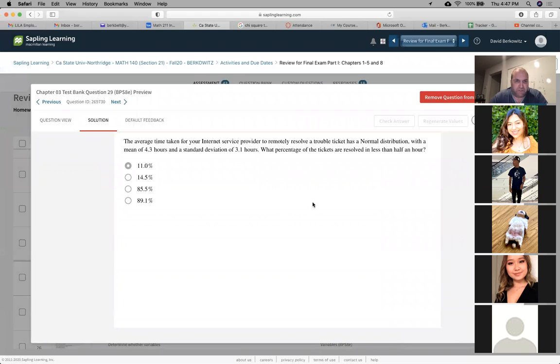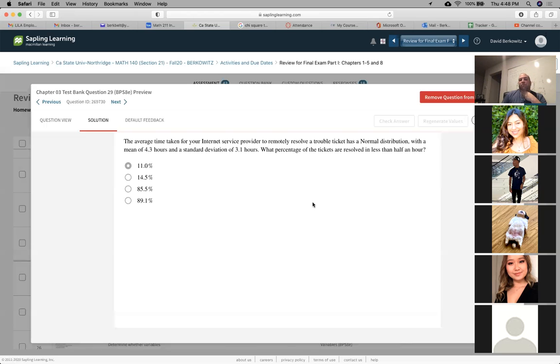The question: the average time taken for your internet service provider to remotely resolve a trouble ticket has a normal distribution. Normal distribution. So let's make my normal curve. I want to visualize what's going on here. With a mean of 4.3 hours, so 4.3 is in the center, and a deviation of 3.1 hours. So we have my normal curve, mean 4.3, deviation 3.1.